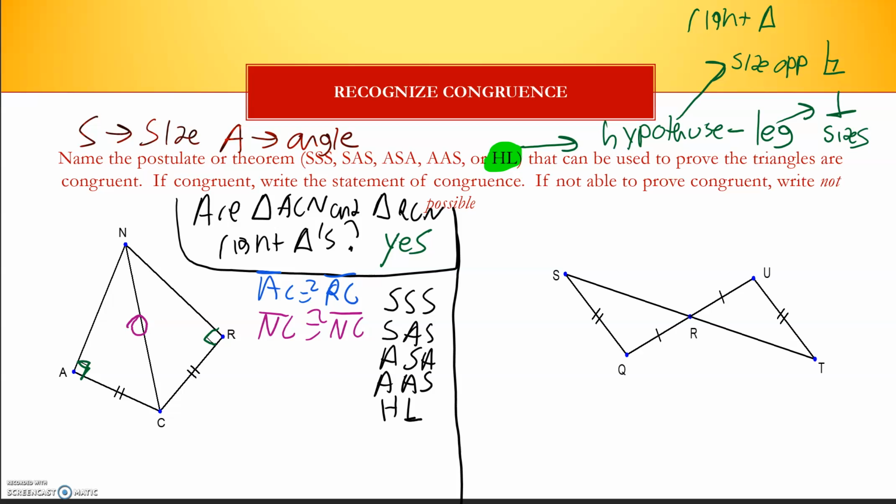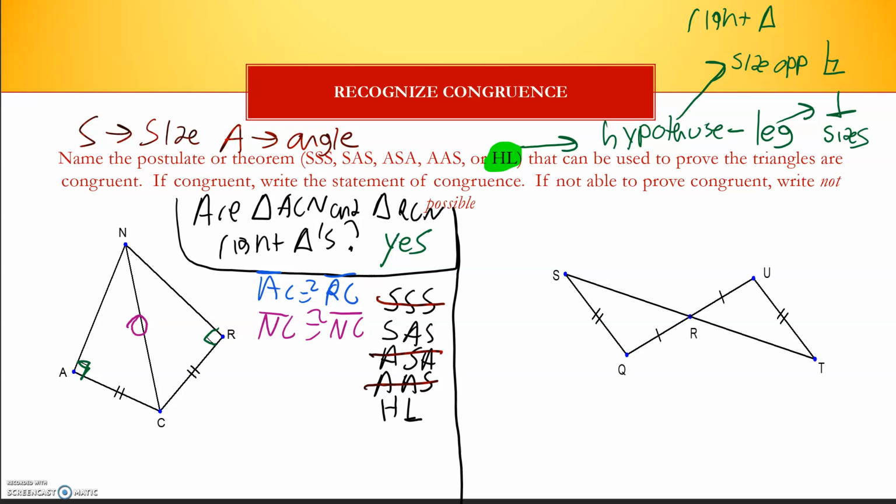Well, I see that I have two pairs of sides equal. I don't have a way to get the third side. Can't use SSS. I only see one pair of angles in this at all, the right angles. Well, those two are gone. Okay, so I have either side, angle, side or hypotenuse, leg.